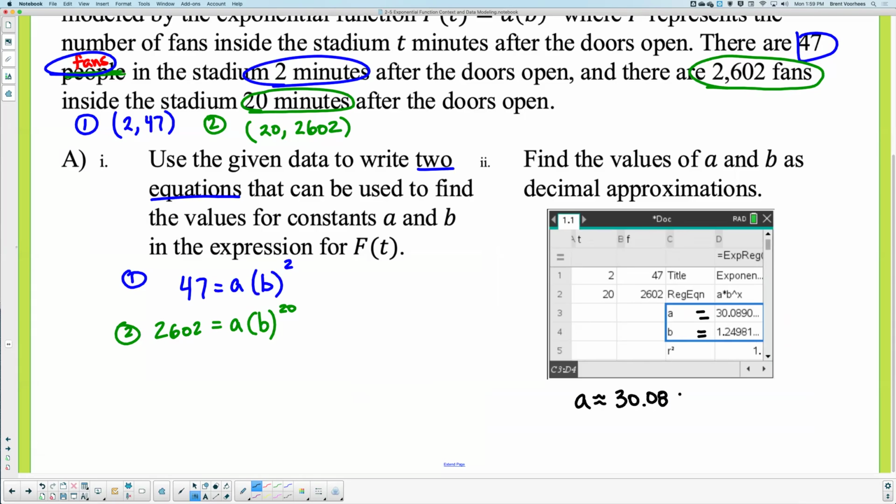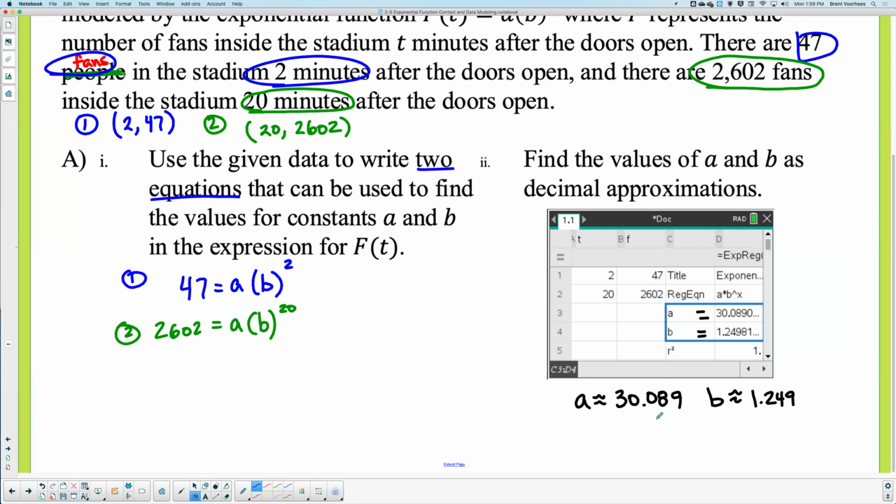A is approximately 30.089. And B is approximately 1.249. Just going to truncate. That would be worth 2 points right there.